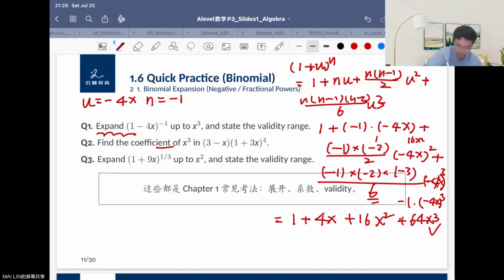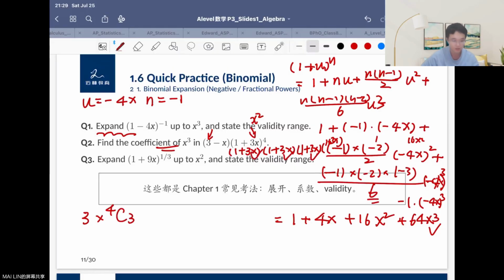And for question 2, find the coefficient of x cubed. In fact, in P1, we also learned about this, right? So you can also just consider expanding it. For x cubed, you want to find 3. If you consider (1 + 3x) to the power 4, it becomes 4 brackets (1 + 3x) multiplied together. For x cubed, we can consider choosing 3x, so that's 4C3.